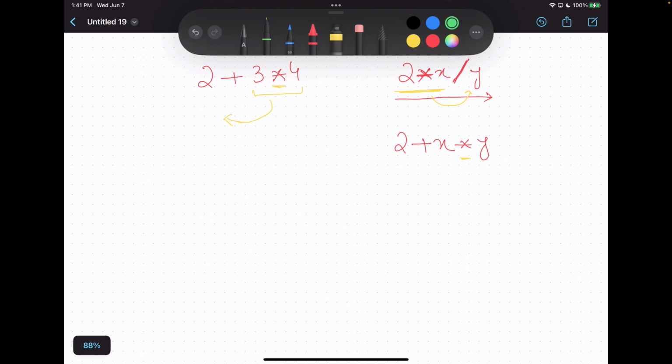However, if I enclose this thing in parentheses, then what will happen is 2 plus x will be evaluated first, and the result is then multiplied by y. Okay, so this is the purpose of precedence. So if something has equal precedence, then the expression will be evaluated from left to right unless we have parentheses included. Okay.